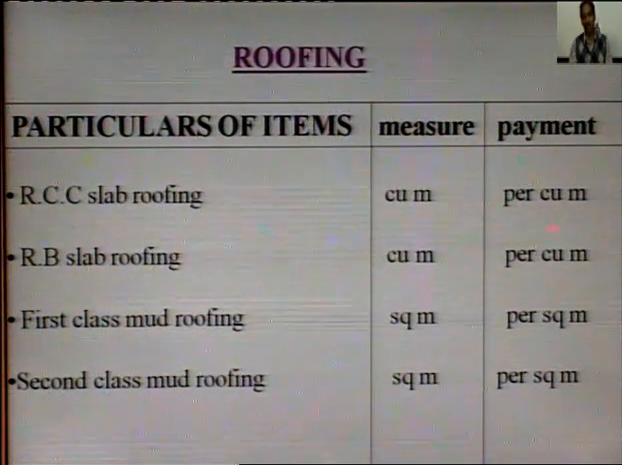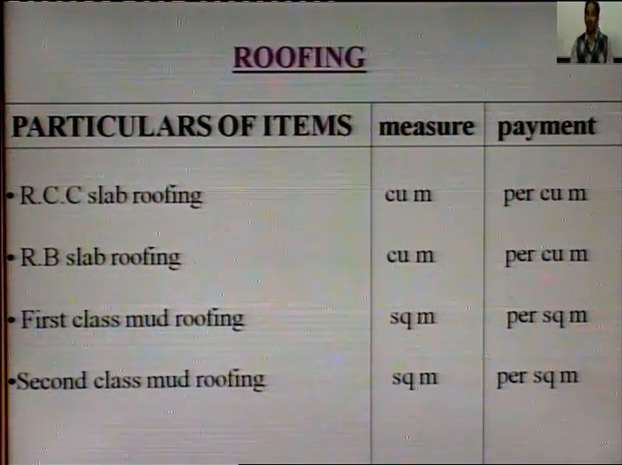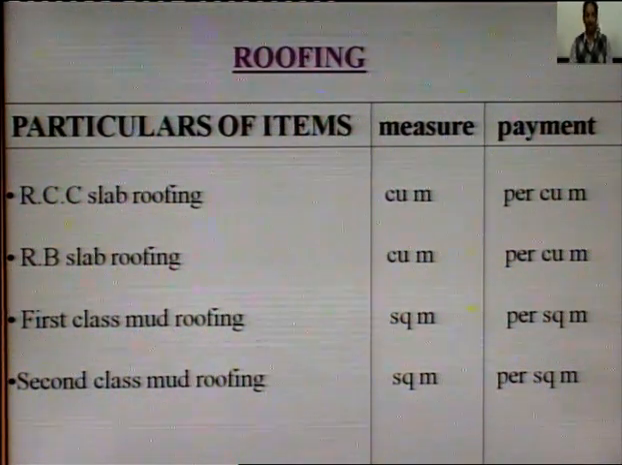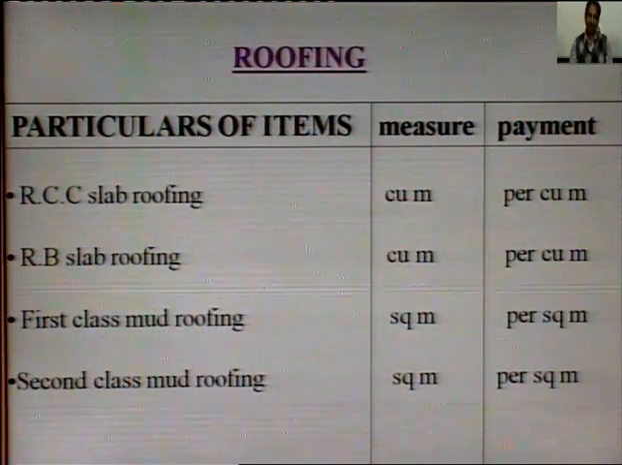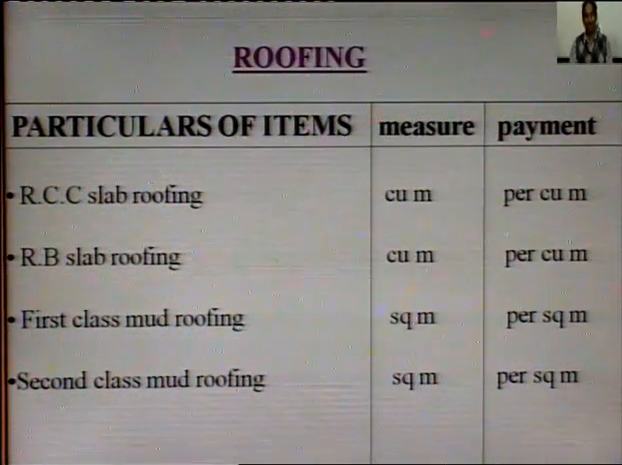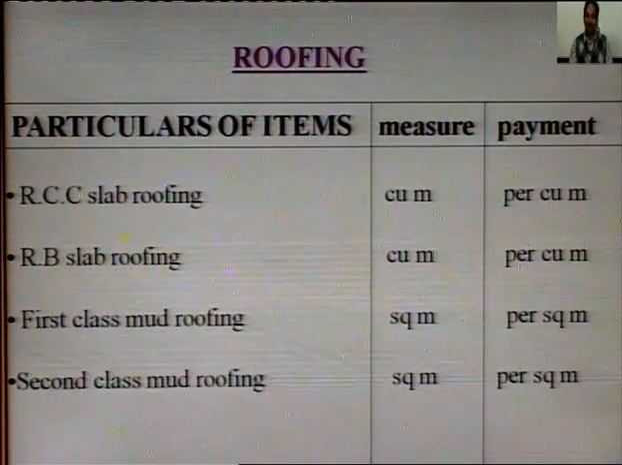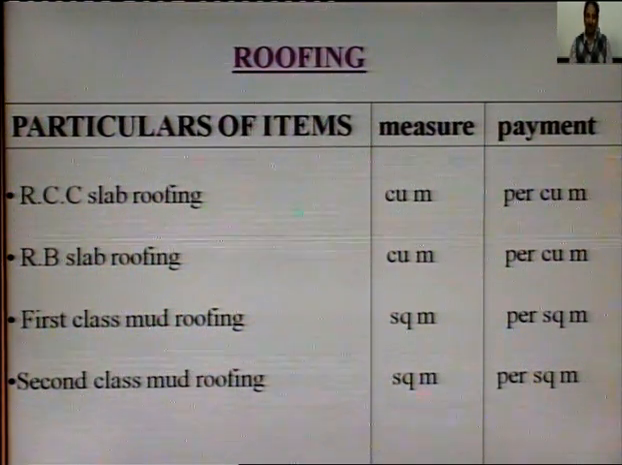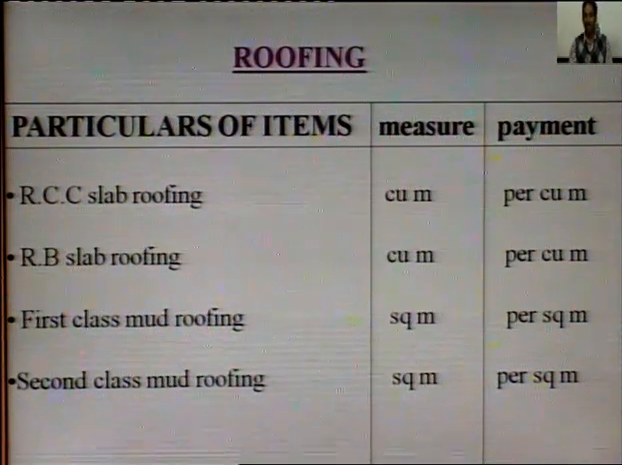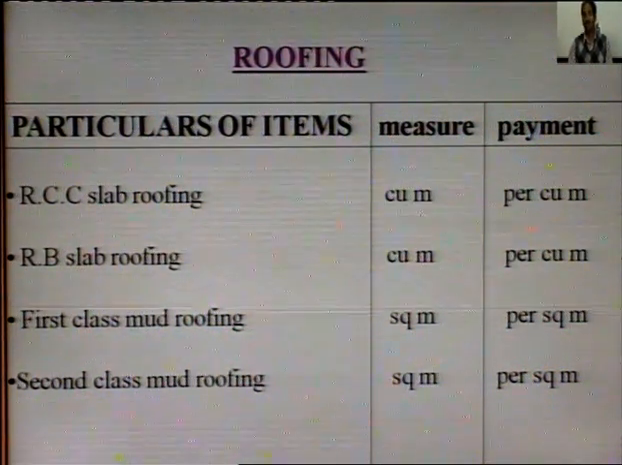Where thickness is specified, your unit of measurement is square meter, that is area, and payment is also done per square meter. Where thickness is not specified, and only length, breadth and height are measured for different items of work, then your unit of measurement is cubic meter and your unit of payment is per cubic meter.